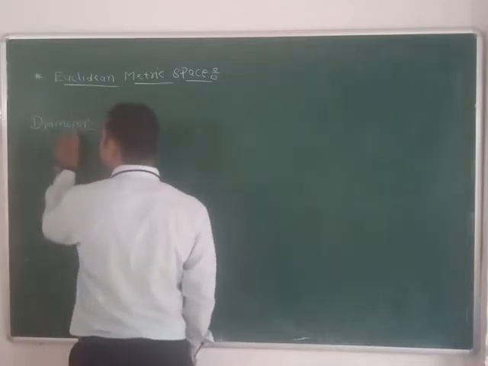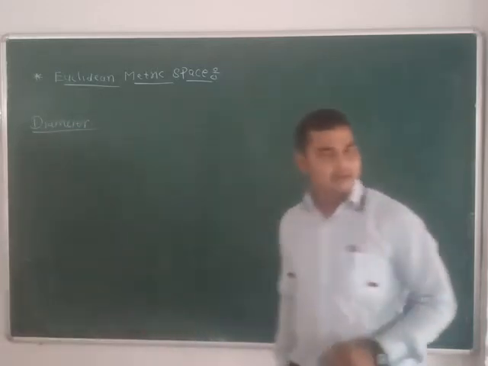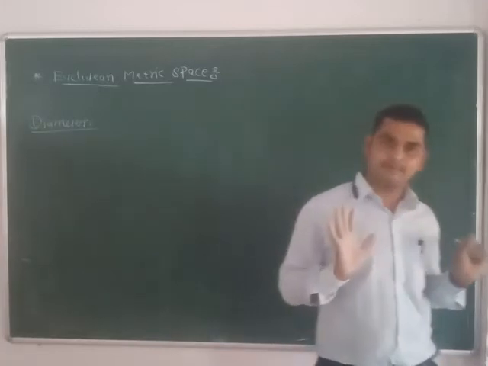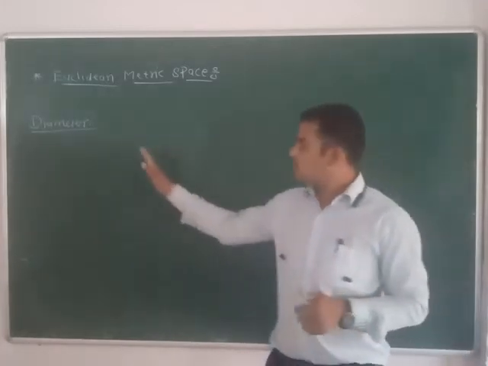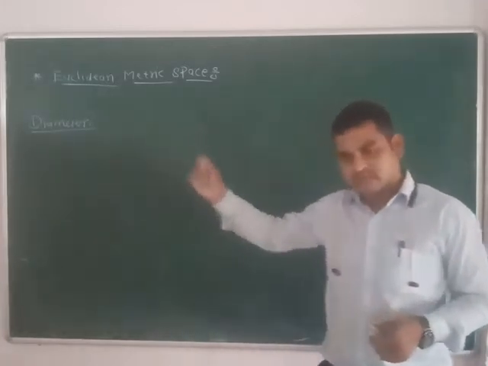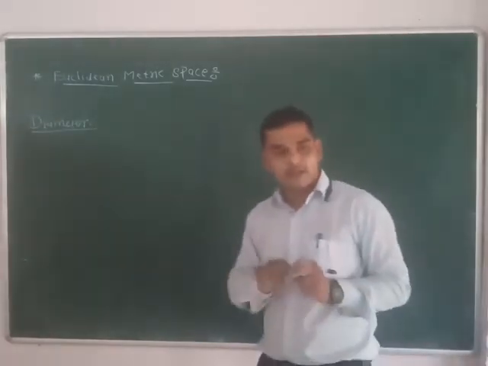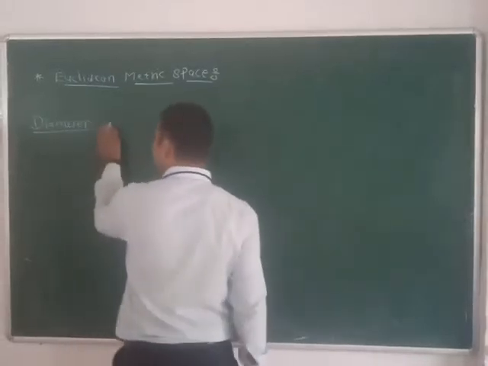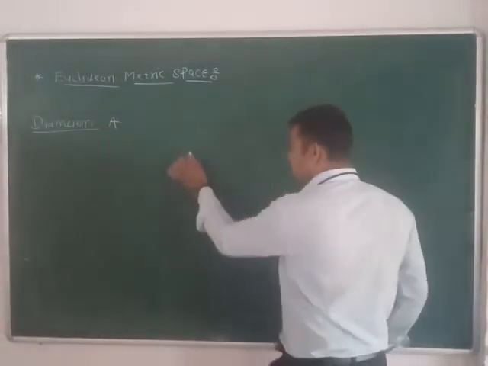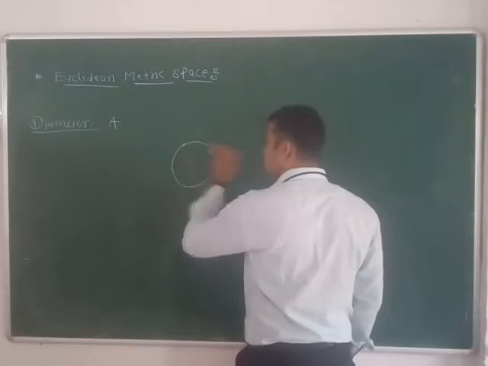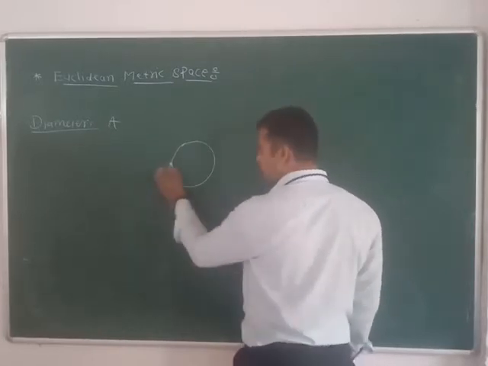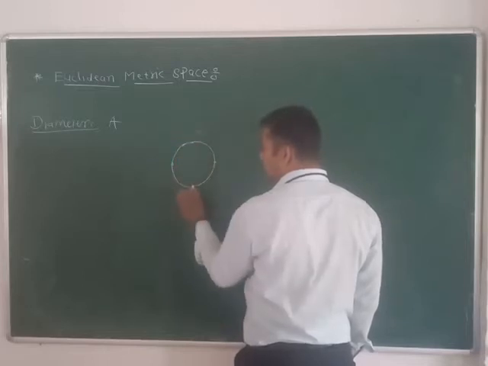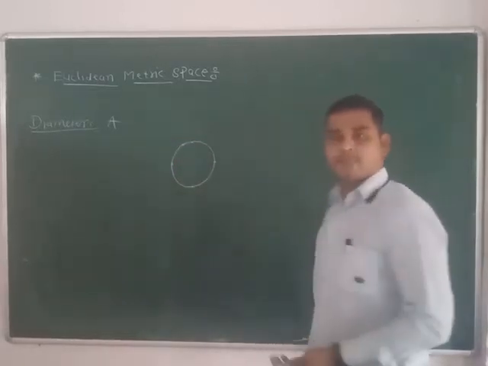What is the diameter? Diameter of a circle is the maximum distance between 2 points of a circle, isn't it? So here also the same definition: the maximum distance, and this is the diameter for any set A. If this is a circle, then the diameter is nothing but the maximum distance between the 2 points.